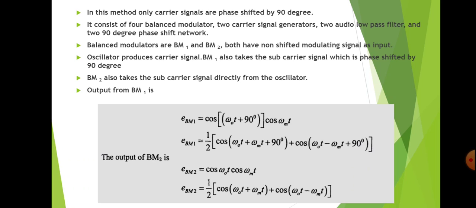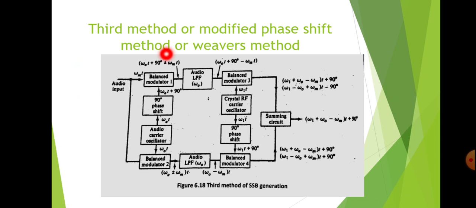So the output of BM1 will be, you know, BM1 is equal to cos omega 0 t plus 90 degree into cos omega m into t. This is the carrier and this is the modulating signal. So applying the cos A cos B relation, we will get 1 by 2 into cos omega 0 t plus omega m t plus 90 plus cos omega 0 t minus omega m t plus 90 degree. Here in the block diagram, they are representing only the frequency terms. You can see here only frequency terms are represented.